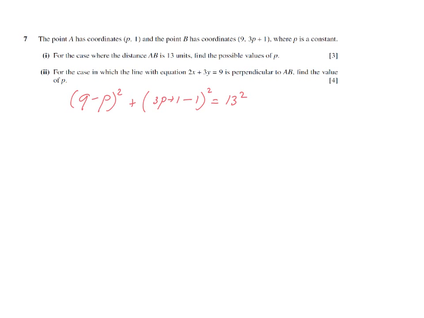And we're going to find the value of p. I'm going to get 13 out of the question. So I'm going to expand this: 9 times 9, 81, minus 9 minus 9p, so that's going to be minus 18p plus p squared.